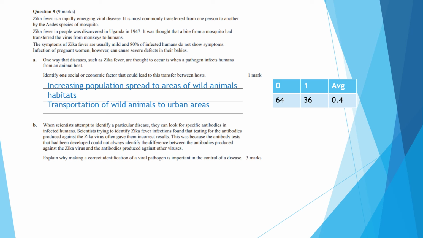Part B states that identifying antibodies to the Zika virus is challenging, as the test could not always identify the difference between the antibodies produced against the Zika virus compared to those against other viruses. The question then asks you to explain why making a correct identification of a viral pathogen is important in the control of a disease. This is a 3-mark question, so you do need to make multiple statements relevant to the question.